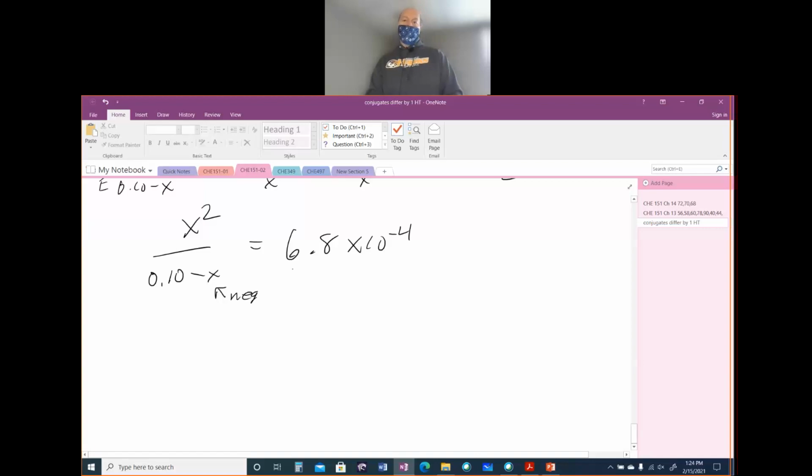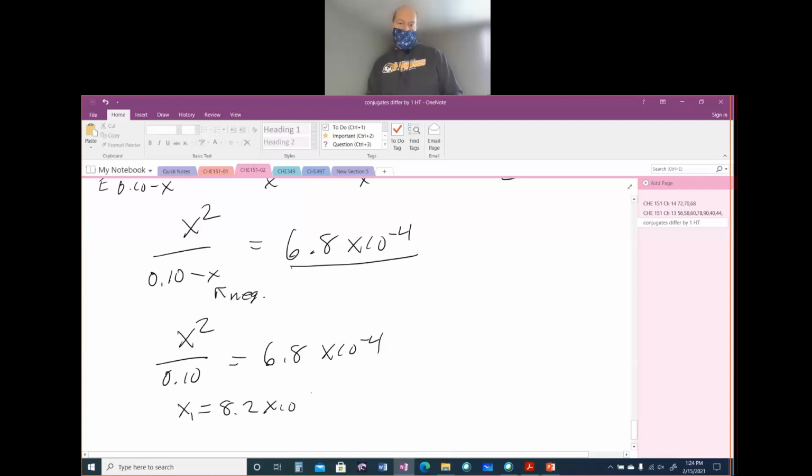Every time you have a Ka, it's going to be small. You can always neglect x, but you have to plug it in to see if you have the final answer after one try or if you have to do it again. So we have x squared over 0.10 is equal to 6.8 times 10 to the minus 4. Multiply both sides by 0.1. Take the square root. X1 is 8.2 times 10 to the minus 3.